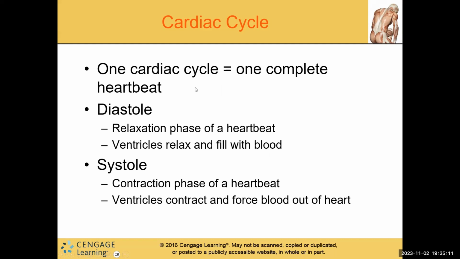Okay, so let's look at the cardiac cycle. One cardiac cycle is one complete heartbeat. So it's really kind of a two-part beat. There's diastole and systole. Diastole is the relaxation phase of a heartbeat. The ventricles relax and fill with blood. Systole is the strong contraction. That's when the ventricles contract and force the blood out.